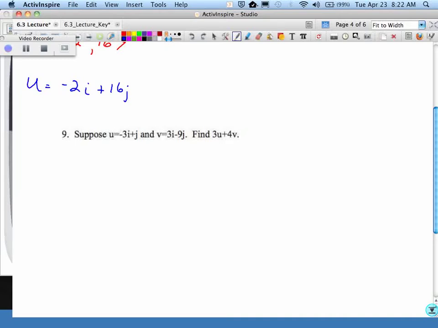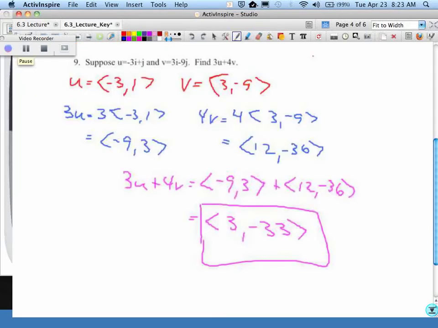You can work like I said with the i and the j. I just went to component form. So I dropped the i and the j and I wrote down -3, 1. Multiplied both of those by 3 right here, and I got -9 and 3. Drop the i and the j, so I have 3, -9. Multiplied both of them by 4 and I got 12, -36.